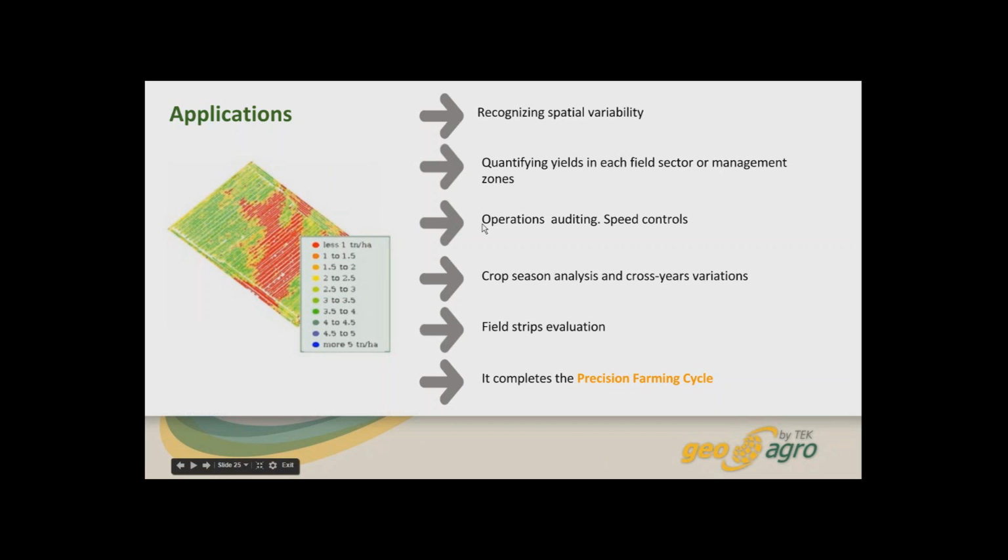Then something very important that we'll see in the next slides is operation auditing. Was the operation done correctly? Was the speed adequate? We have seen in several cases, and this has also been the subject of research, that if you go above a certain speed, you have yield losses, and this can be very important, and can really take away the profits from the whole operation.